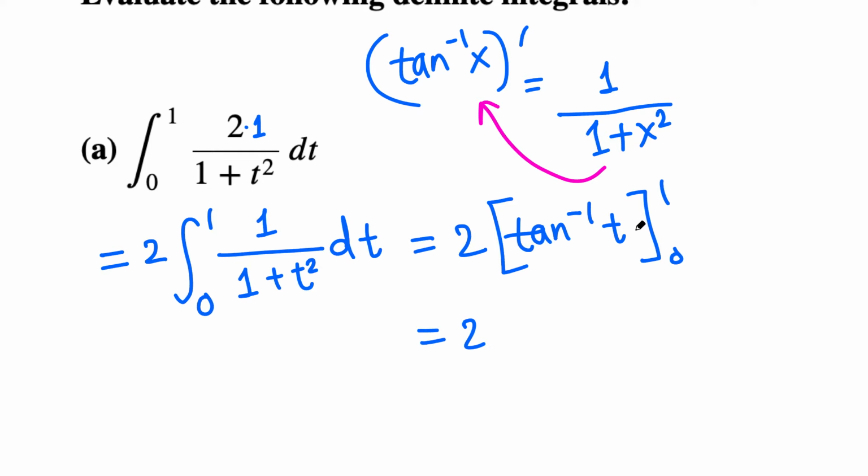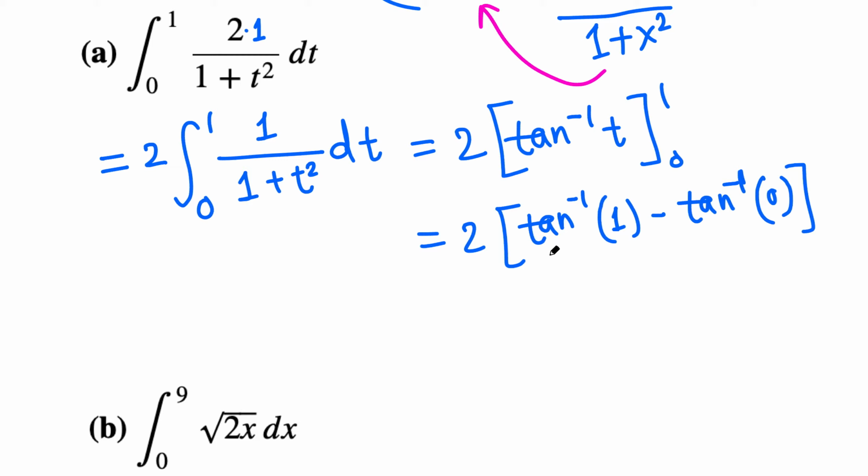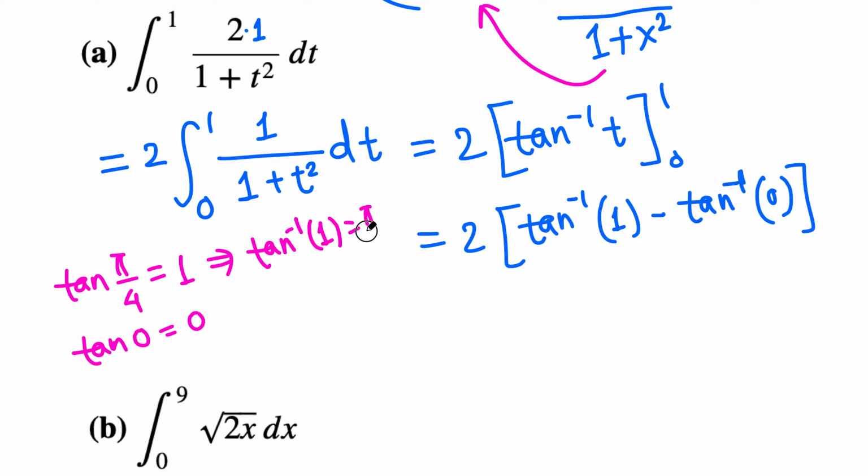Now 2 times, now upper limit, tangent inverse of 1 minus tangent inverse of 0. Now we need to find the values of tangent inverse of 1 and tangent inverse of 0. So remember, tangent of pi over 4, tangent 45 degrees is 1, and tangent of 0 degrees or 0 radians is 0. That means tangent inverse of 1 is pi over 4. And here tangent inverse of 0 is 0.